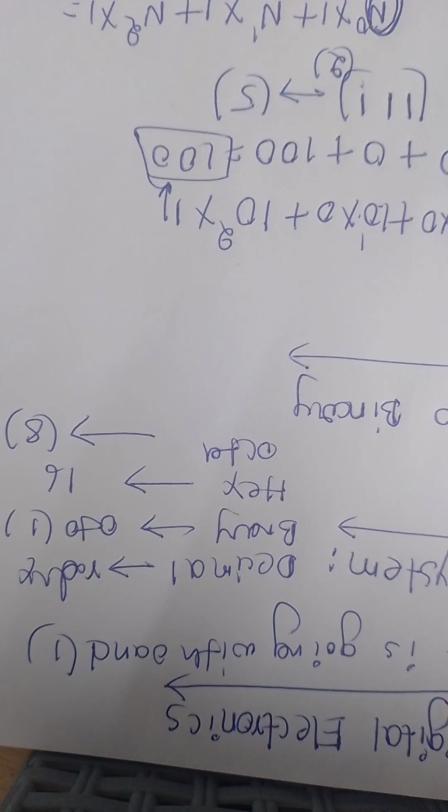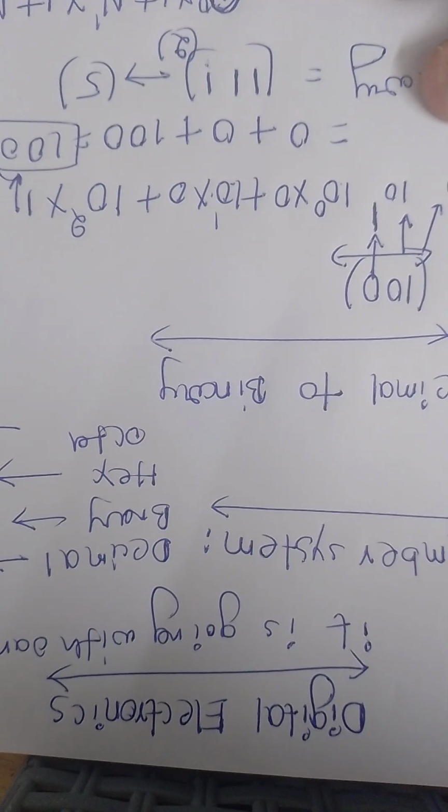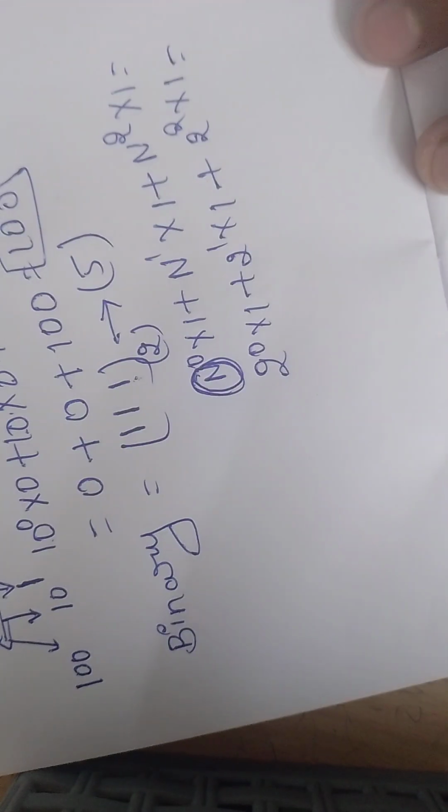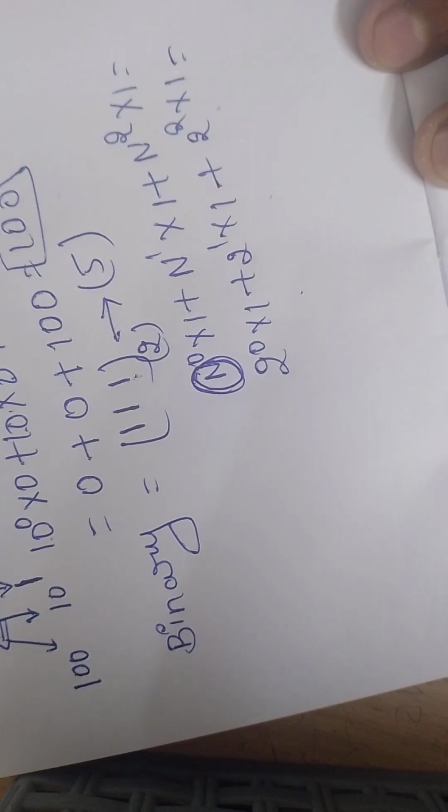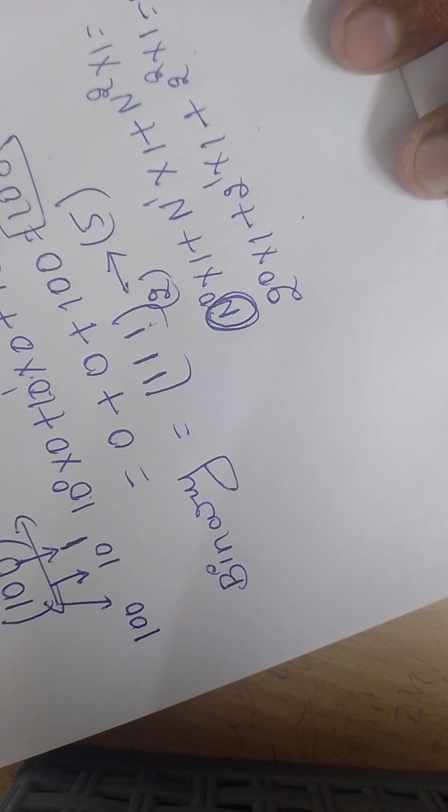Here n power 0, n power 1, n power 2, like this we get the different terms. You can observe over here: 2 power 0, 2 power 1, 2 power 2 into 1 equals, so we will get 5 over here.